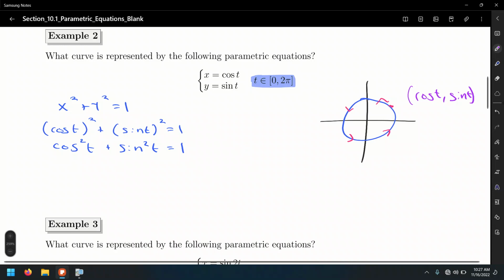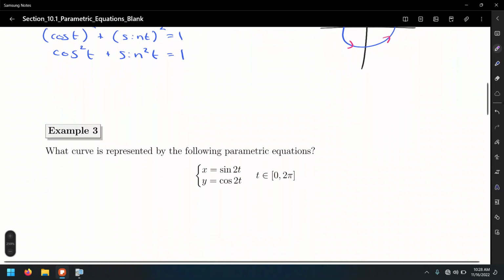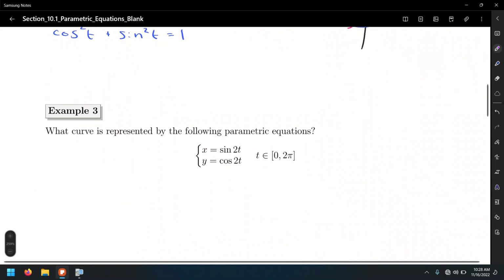So what about other cases? How do we make a circle going the other way around, in the clockwise direction? Well, that's the next example. All right, so let's see. What curve is represented by the following parametric equations? And what do we have this time? Sine of 2t, cosine 2t.